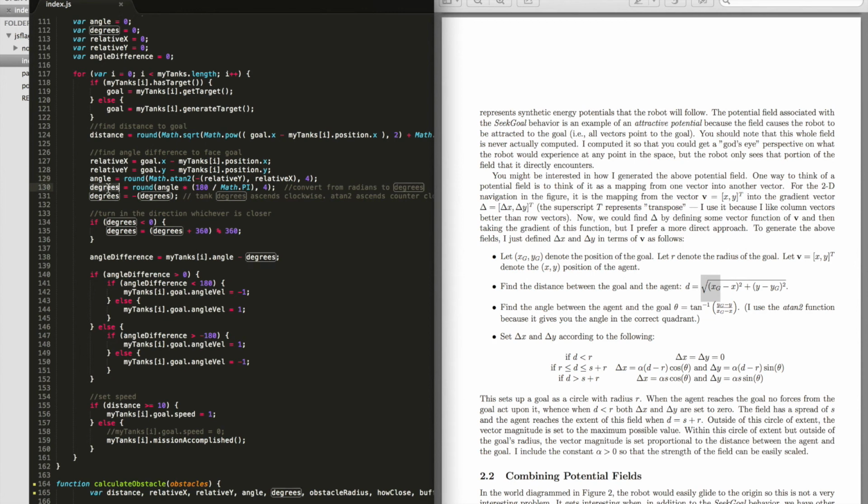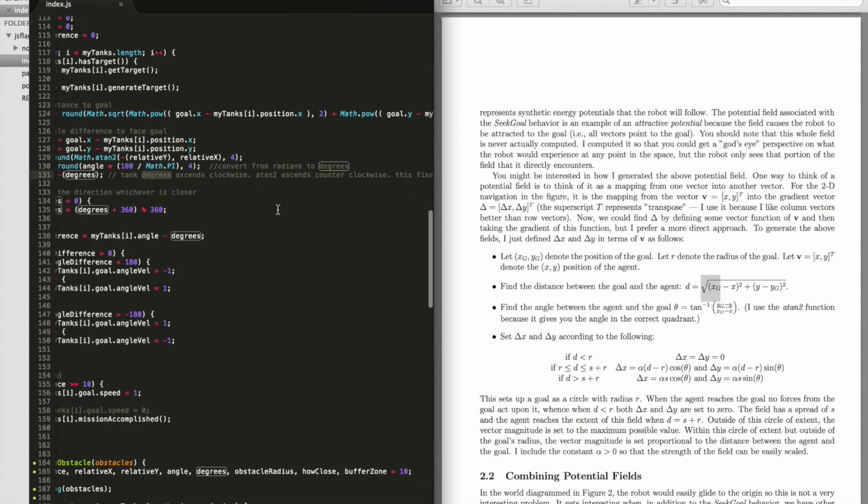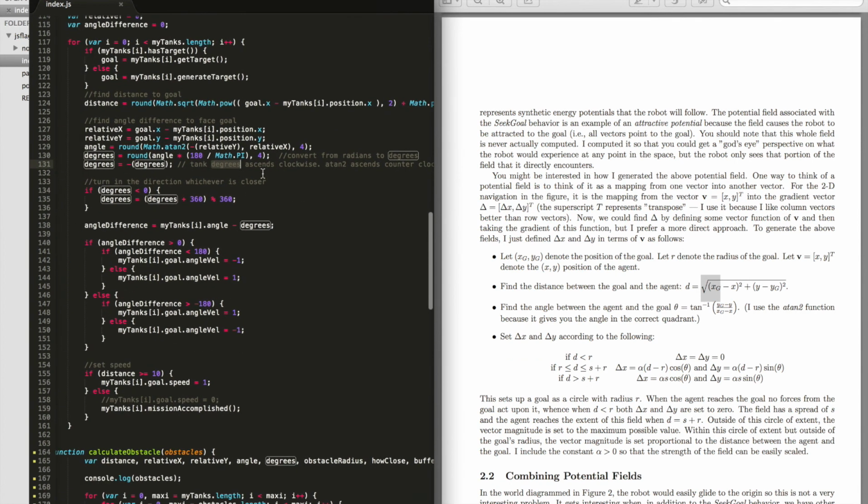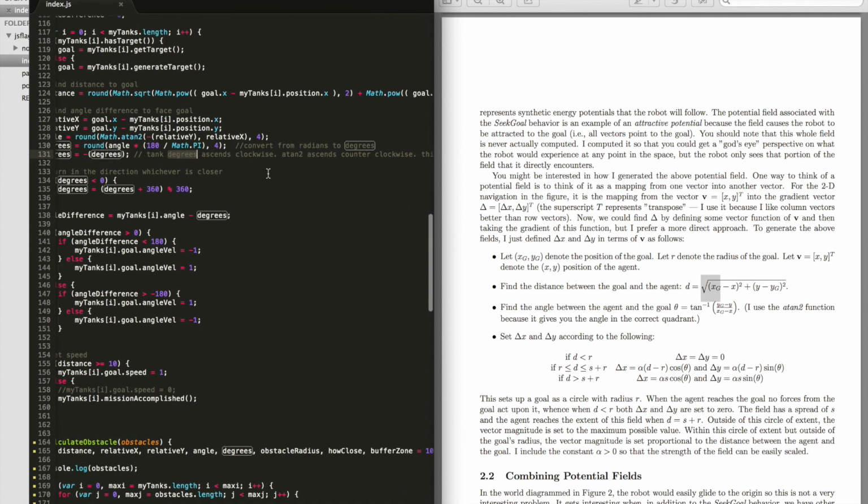Then we get the angle from the arctangent, and we convert the angle from radians to degrees, because arctangent outputs in radians. And then we need to change the degrees. We need to negate it because the tank degrees ascend clockwise and arctangent descends counterclockwise.